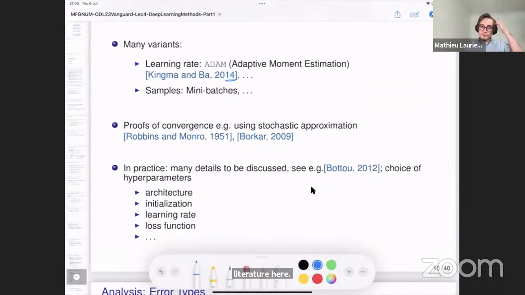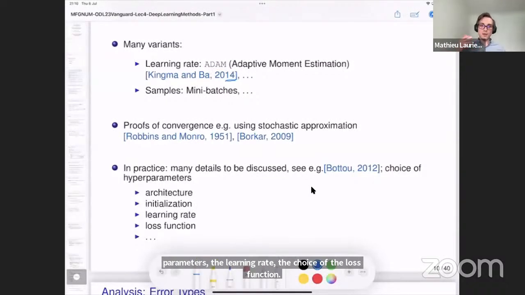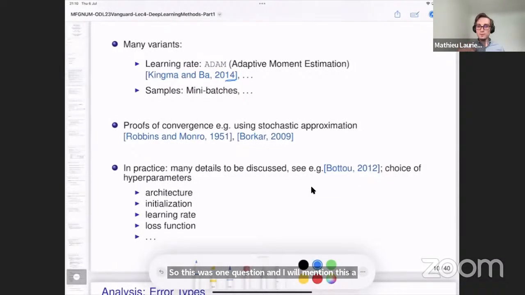There are some proofs of convergence, at least as far back as Robbins and Monro, and you can check the literature on stochastic approximation, for example this book of Borkar. There is a lot to say about the choice of hyperparameters: the architecture of the neural networks, the initialization of the parameters, the learning rate, the choice of the loss function. This was one question, and I will mention this a little bit in the problems I will describe. But in general, it's a very broad topic.